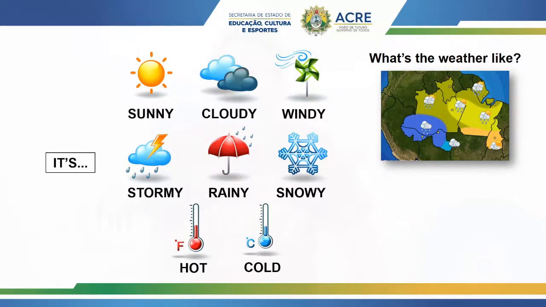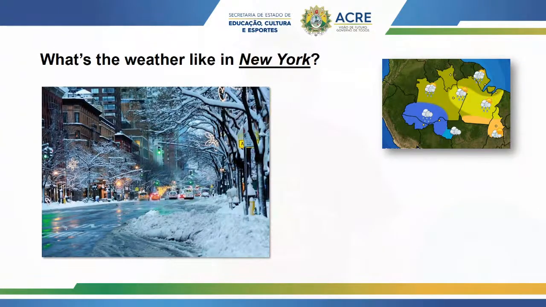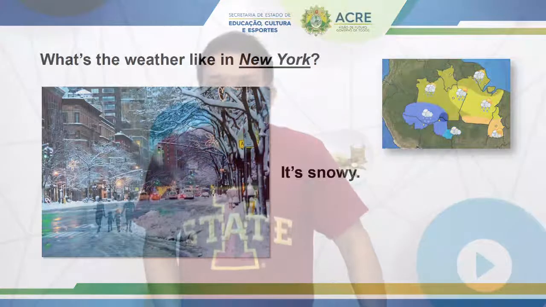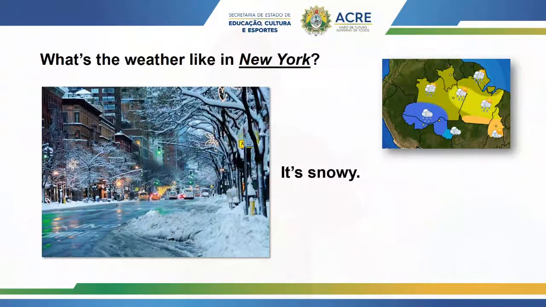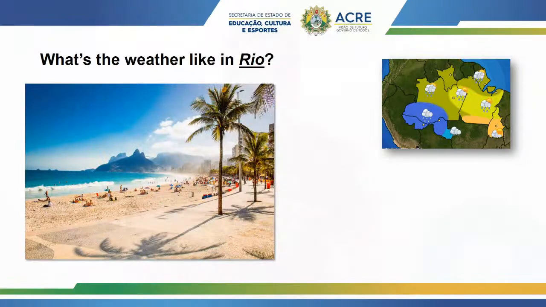So now we have some examples of places around the world. Here's a picture from New York City, and we have a question: what's the weather like in New York? As you can see, there is snow in this picture. So what's the weather like in New York? It's snowy in New York City. Now there is a picture from the wonderful city, Rio. What's the weather like in Rio? Can you answer? Here the weather is sunny, so it's sunny.